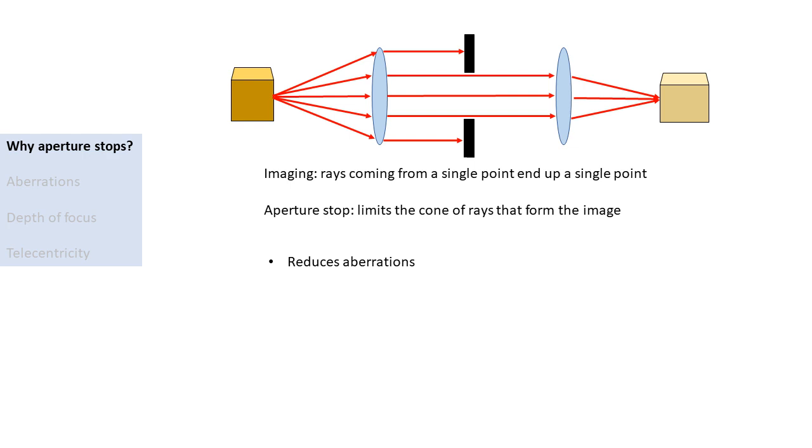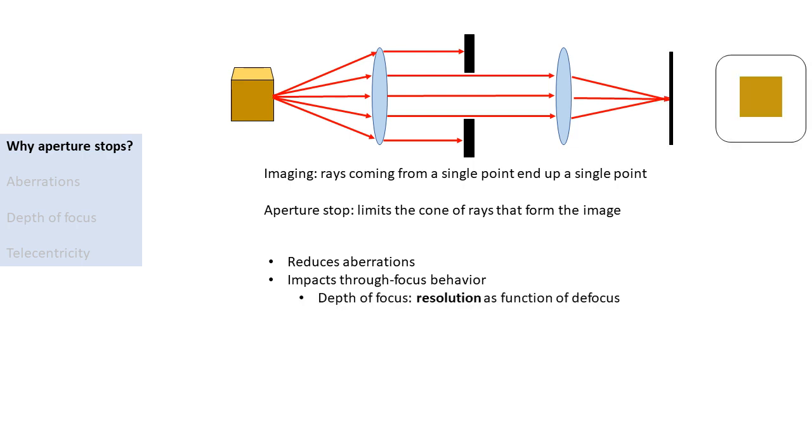The other 2 reasons have to do with the through-focus behavior of the imaging system. By this we mean how the image changes as we move the screen or detector back and forth with respect to the image plane. One property of the imaging system is how the resolution changes as a function of defocus. If the detector is in the image plane, then the image is sharp. As we move the detector out of focus, the image becomes blurred, so the resolution decreases. The depth of focus of the imaging system tells us how quickly the resolution changes as a function of defocus.